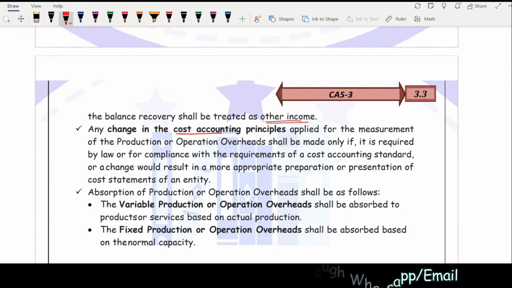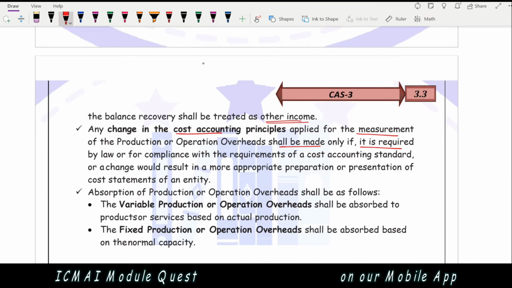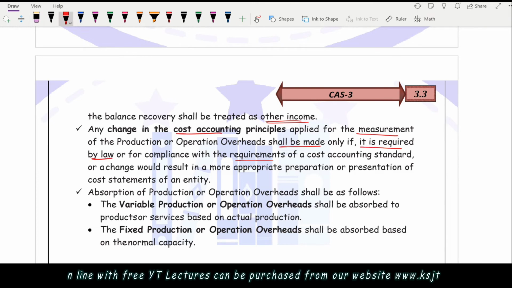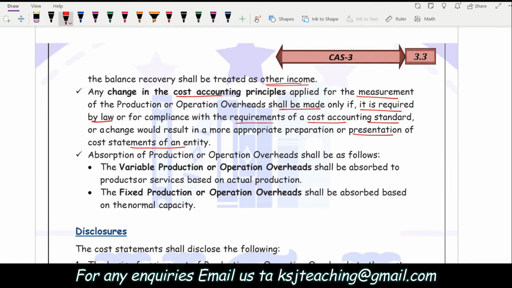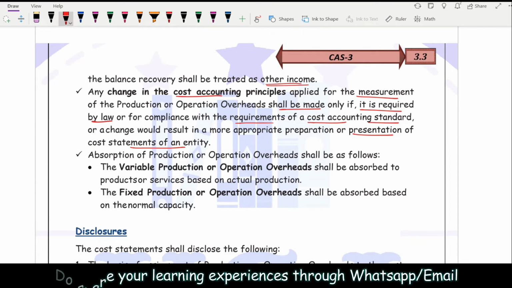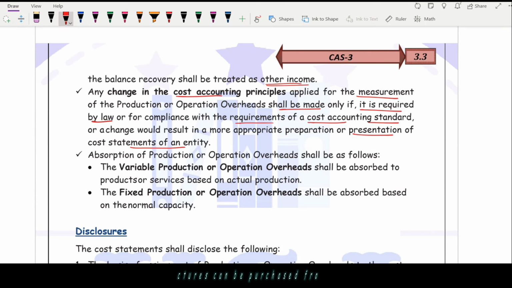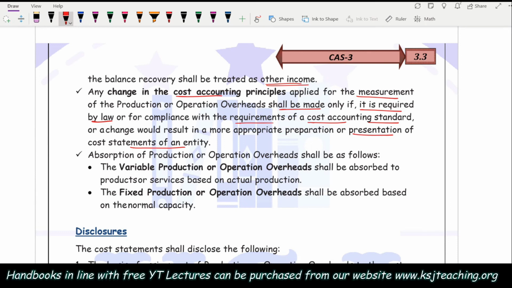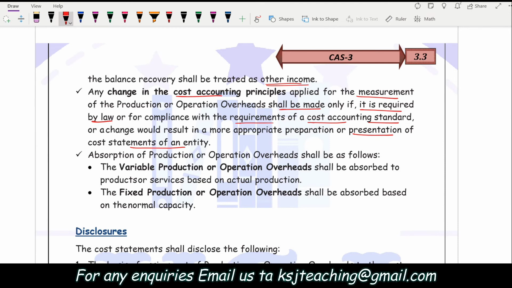Any change in the cost accounting principles applied for the measurement of the production overheads shall be made only if it is required by the law or for compliance with the requirements of the cost accounting standard, or a change would result in a more appropriate preparation and presentation of the cost statement. That is very much logical, that if you have to make any changes in the cost accounting principles, then it should be for a logical reason. It is not that you are just sitting and think, I'm free, let's change the cost accounting principles. No, it should not be like that, right? So it should be for a logical reason.